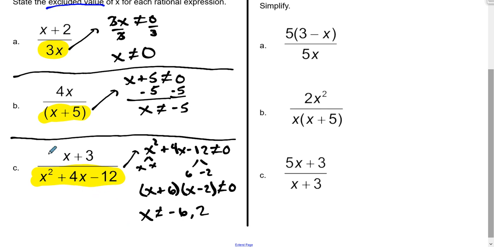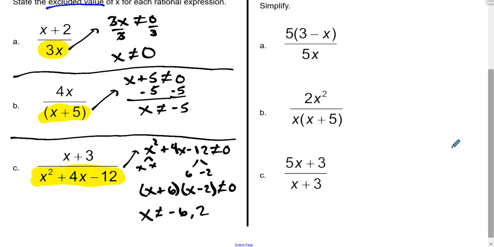So what are the excluded values? For example 1c, x cannot be equal to negative 6 or positive 2. Another way that question could be asked is, what values of x make the rational expression undefined? And then you would say x equals negative 6 and 2, because those are the values that make it undefined. So again, reiterating this, read the directions and answer appropriately.